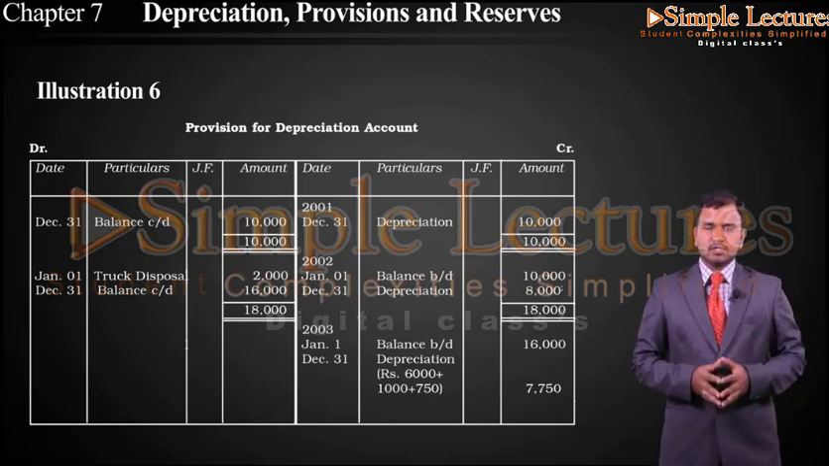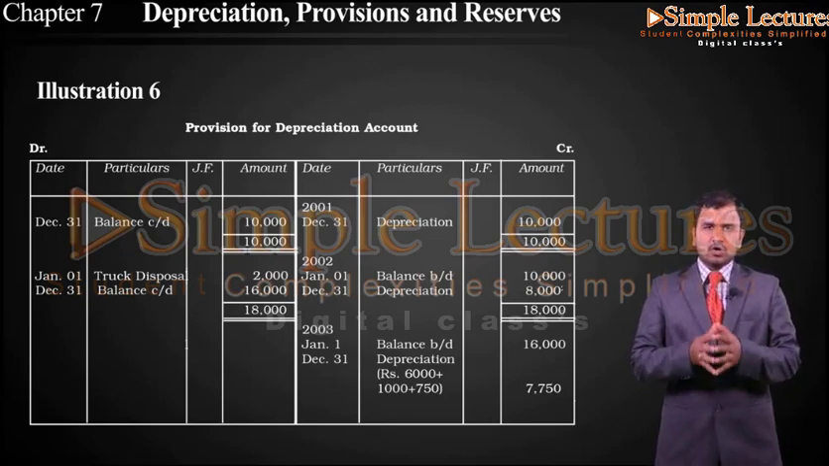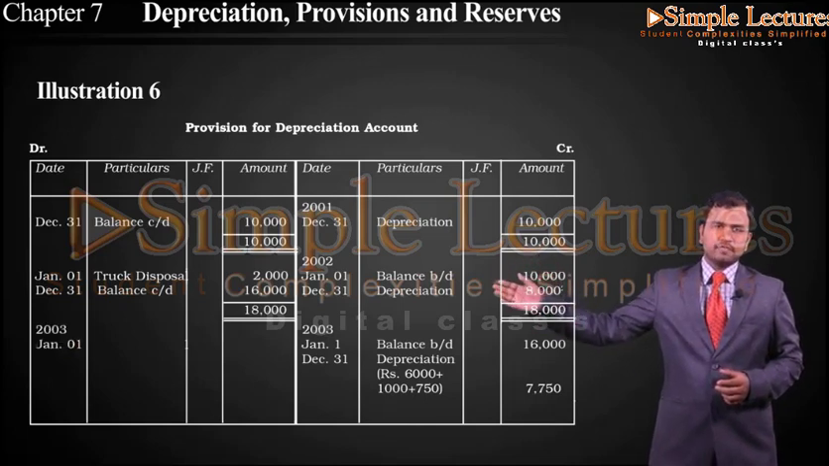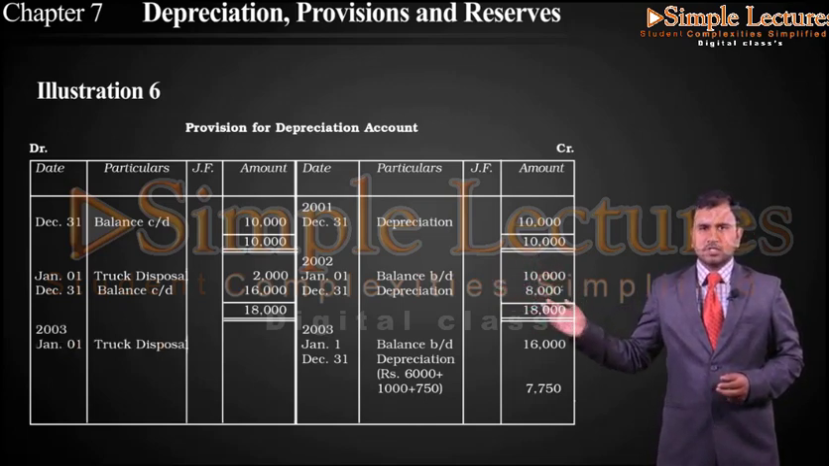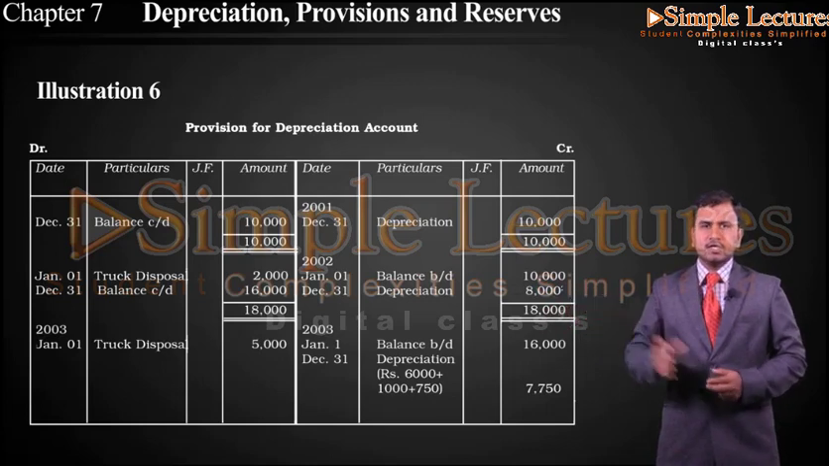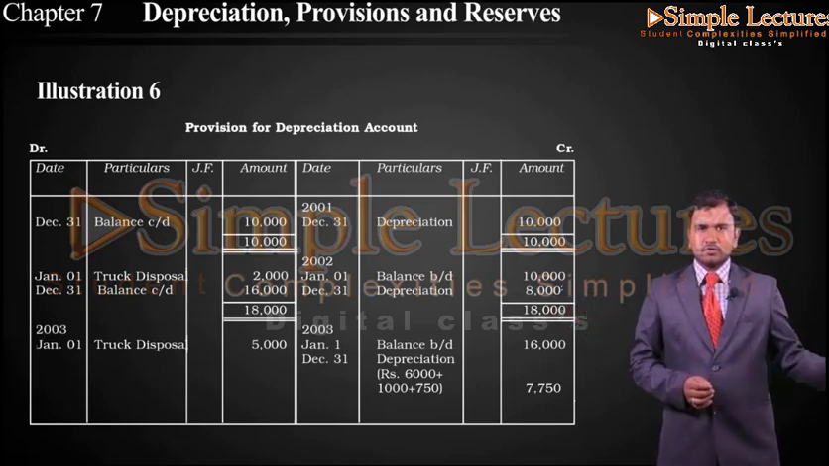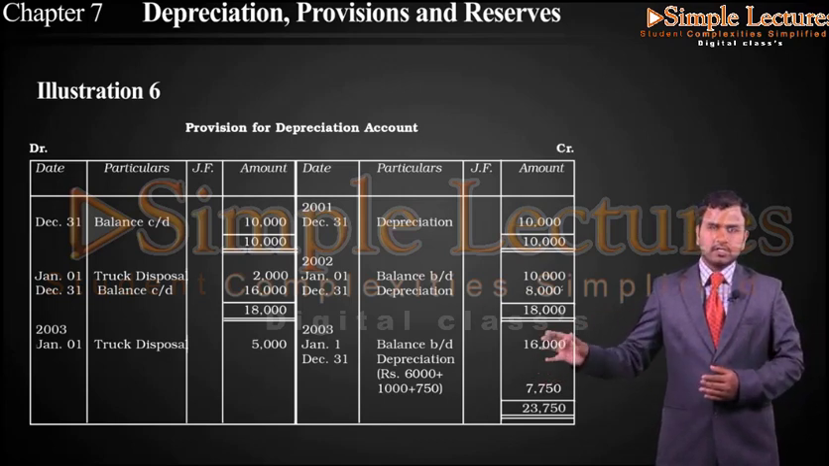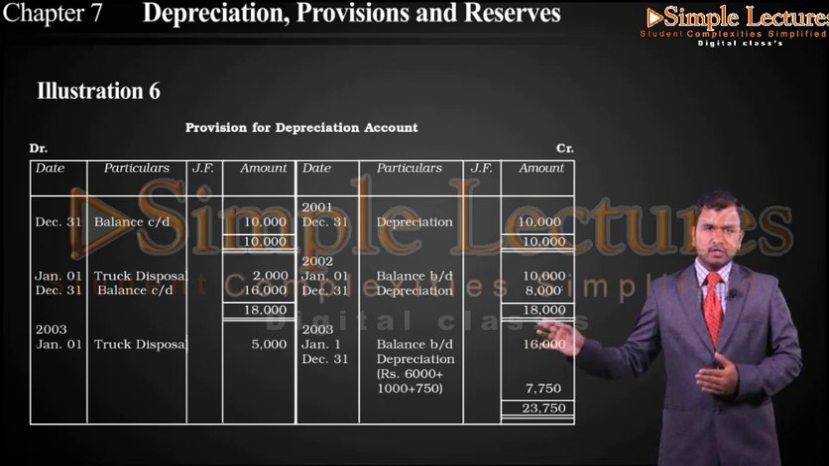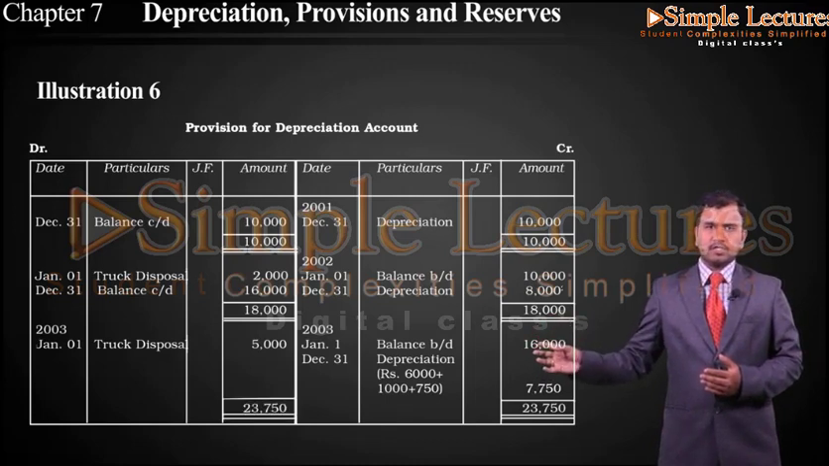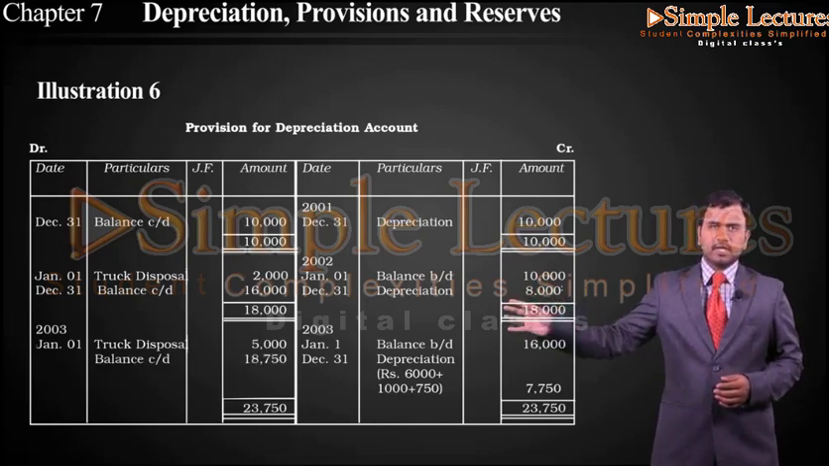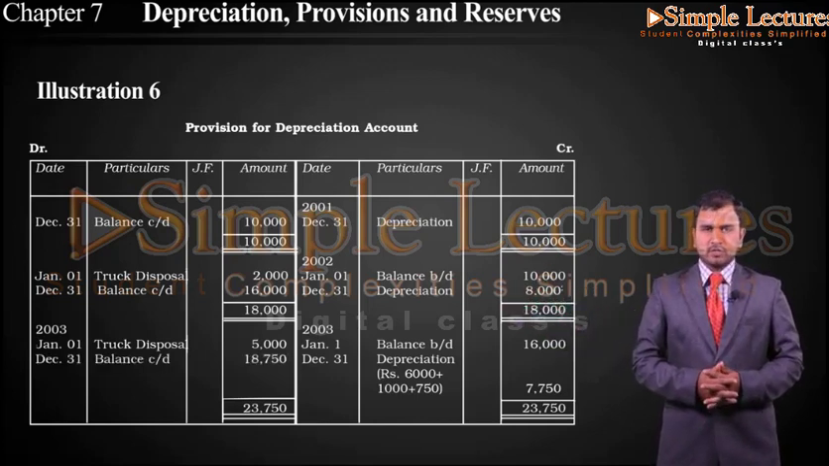Then again coming to the third year, we have one machinery disposed. On that depreciation charged is 5,000, that will be considered in the debit side. So coming to the debit side, Jan 1st 2003, asset disposal account 5,000, and the account will be closed here. Credit side total we have 23,750, same total should be considered in the debit side again, 23,750, and the difference will be 18,750 balance carried down on 31st December 2003.